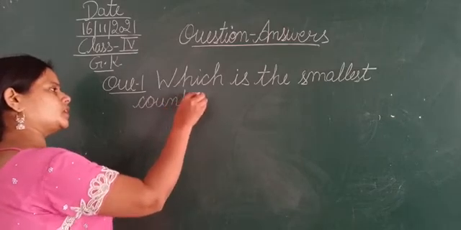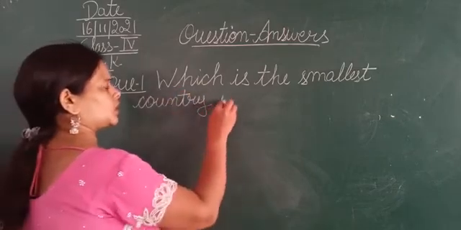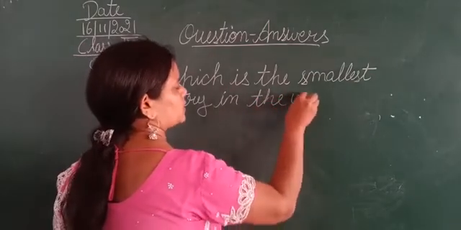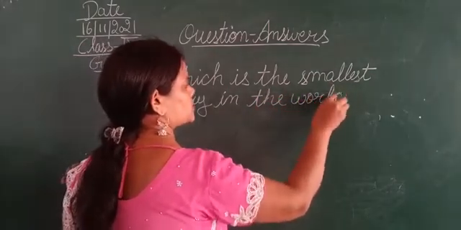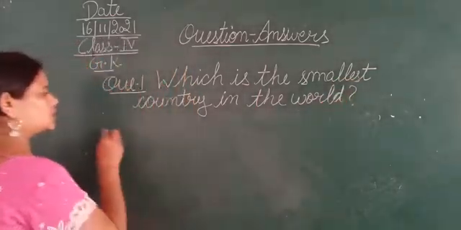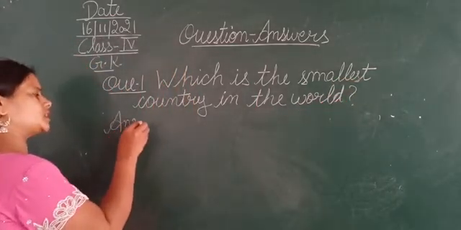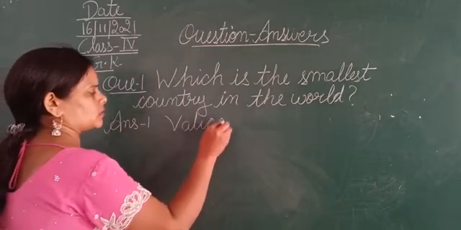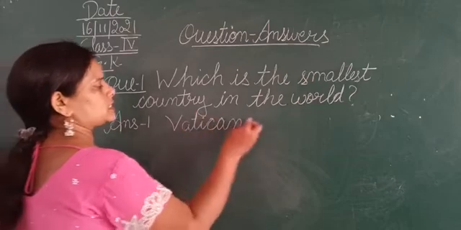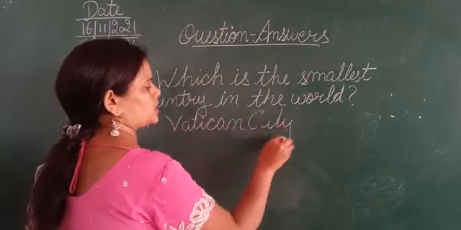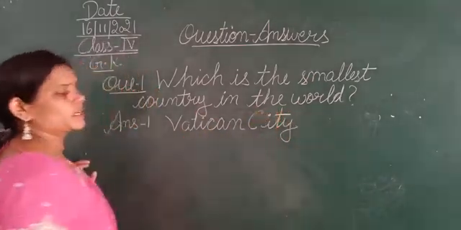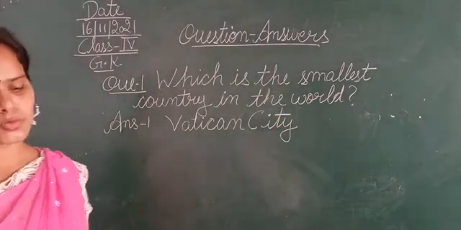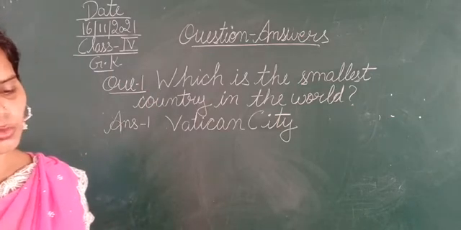Which is the smallest country in the world? Which is the smallest country in the world? The answer is Vatican City. So Vatican City is the smallest country in the world.